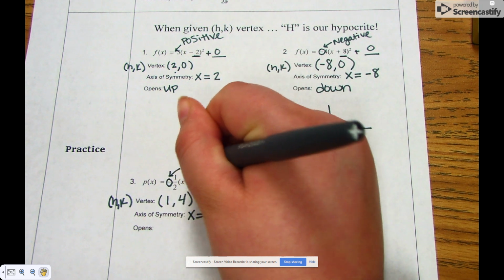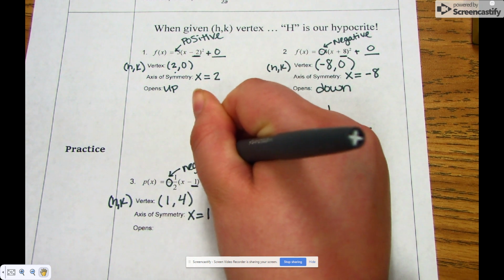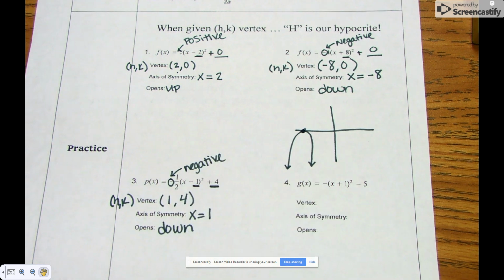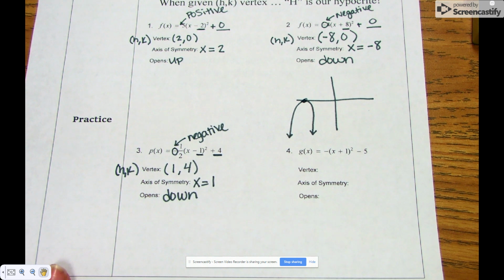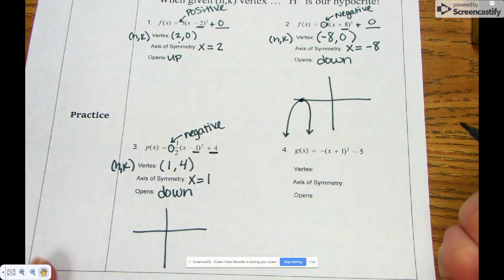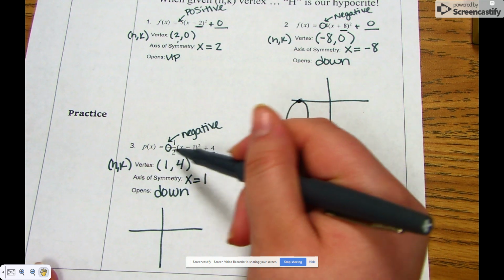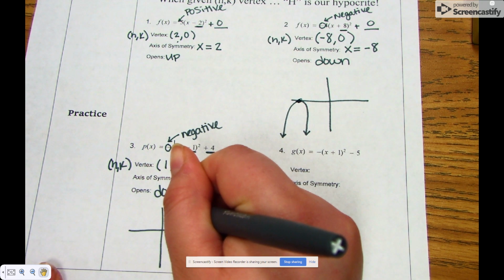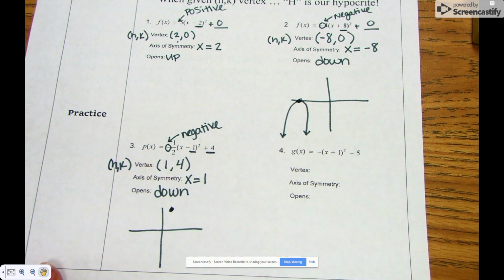So this one has a negative, which tells me it's going to open down. All right, let's sketch a graph of this one. I want to put a point at about where I think 1, 4 is. We'll go over 1, up 4. Let's say it's right up here.